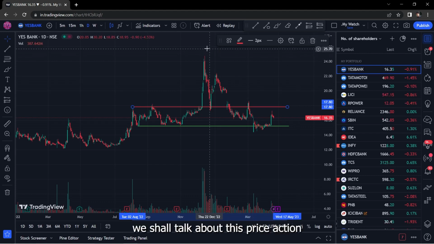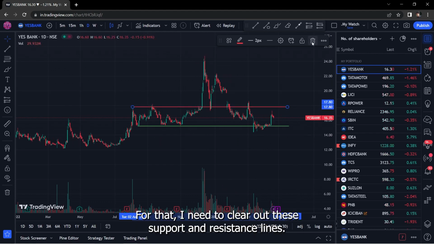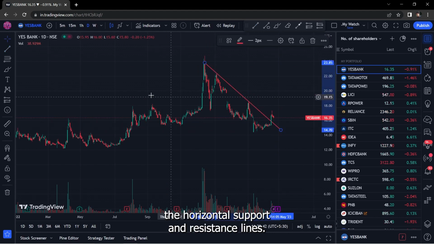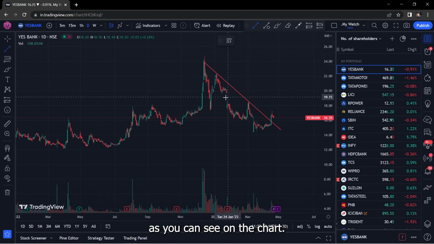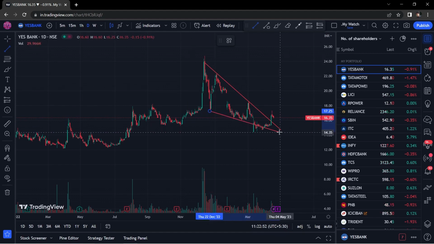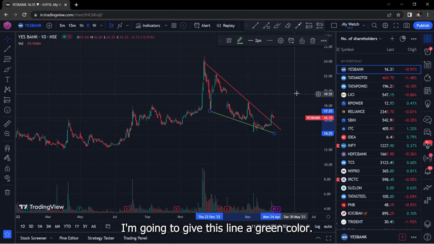So now we shall talk about this price action when it broke out of this rectangular pattern. For that, I need to clear out these support and resistance lines. For now, let's mark the resistance line in the same way we marked the horizontal support and resistance lines. So this is going to be the resistance line, which is obvious on the chart. And now I'm going to mark the support line for the same.